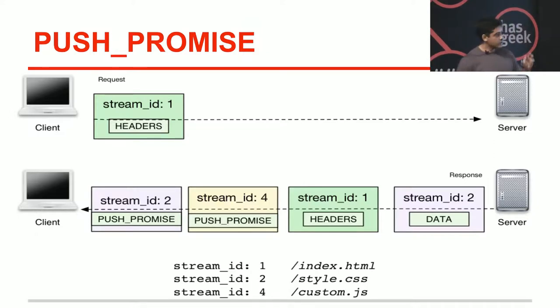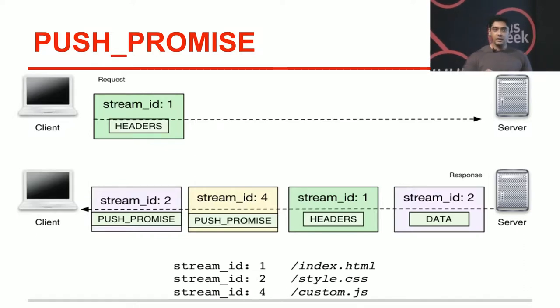So essentially what happens is the client gets the details of the fact that style.css and custom.js are something which I will be needing, and the server has promised to send me in a separate stream. So once I pass stream one, I will not ask for these again. Now this removes the need for the client to ask for those files at all. So two new streams will be created where the server will push the file without the client having to ask for it.